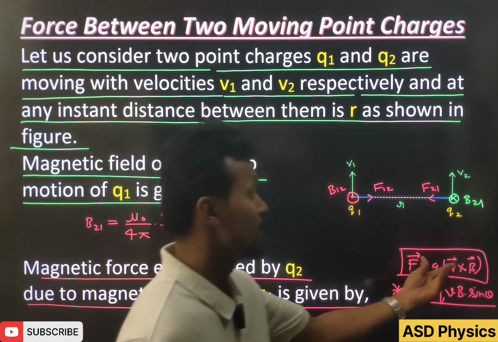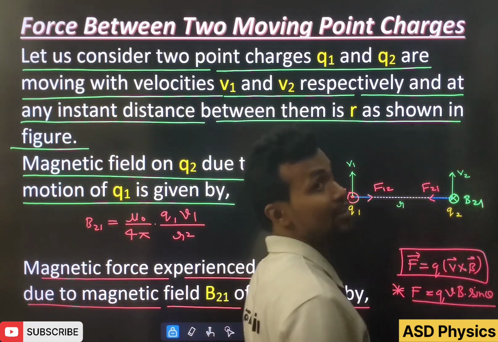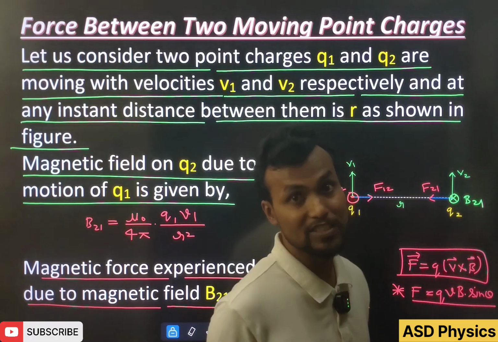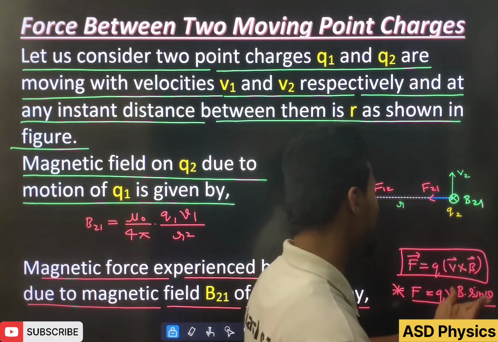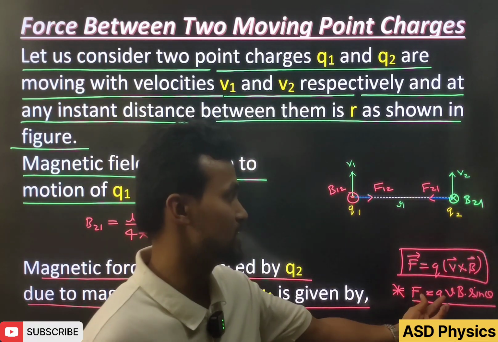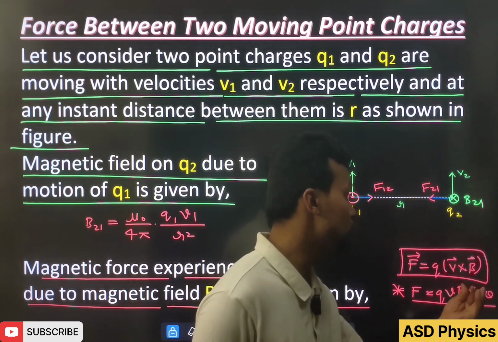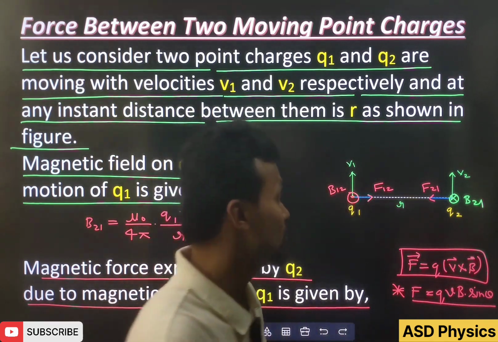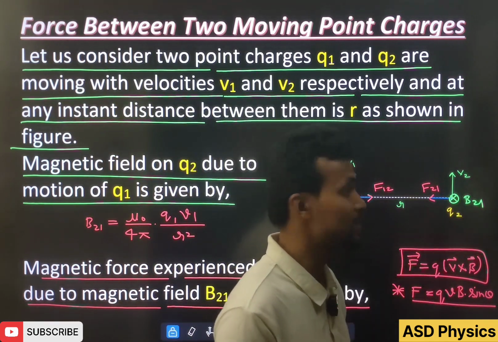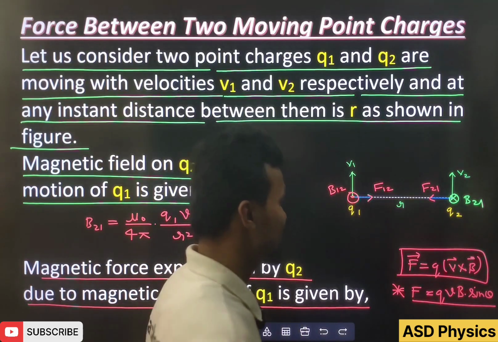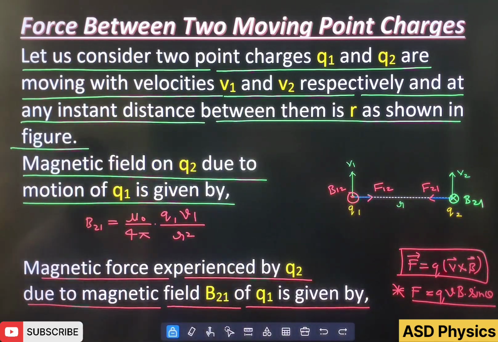Force means you see V cross B. V along y axis, magnetic field along z axis, how much angle? 90 degrees. So sin 90 will be there. So I will use this one here. In this situation I will write Q2 V2 B21: charge Q2, velocity V2, magnetic field B21, angle 90 degrees here. Kindly see here. Very well.